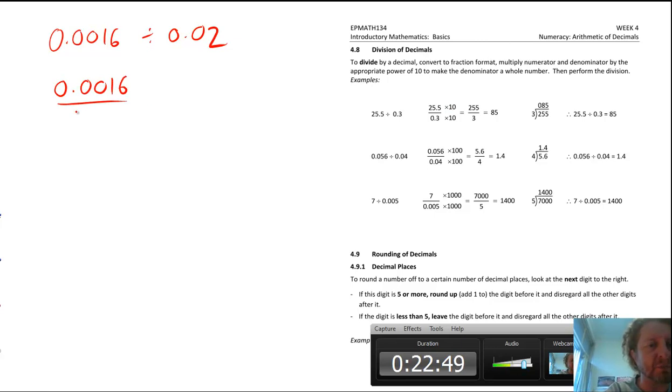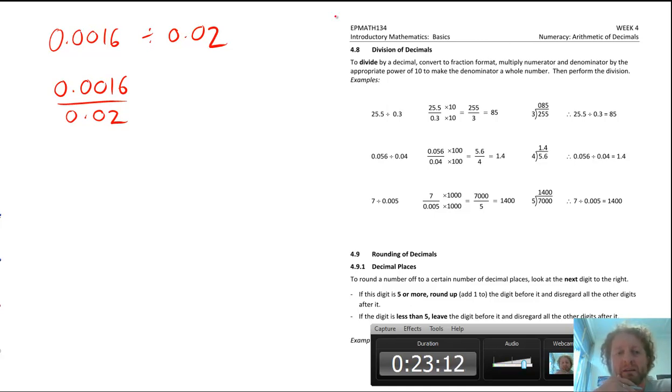0.0016 divided by 0.02. It's not a fraction because fractions have whole numbers on the top and the bottom, not decimals. But it's still mathematically correct. All that means is numerator divided by denominator. I can still say top divided by bottom, even though it's not actually a real life fraction. The other thing I can say is, whatever I do to the bottom of this is okay as long as I do it to the top.